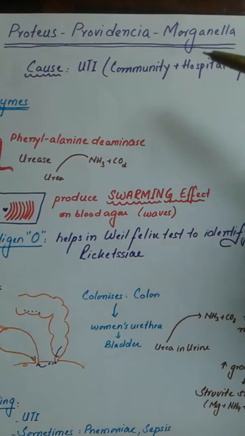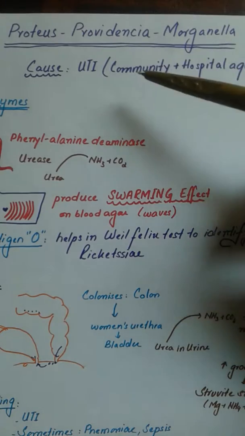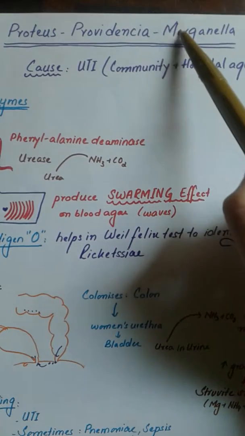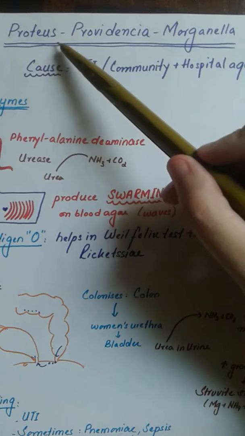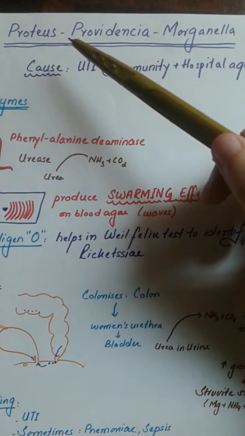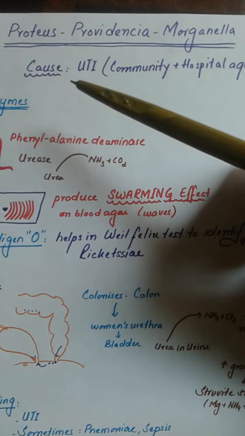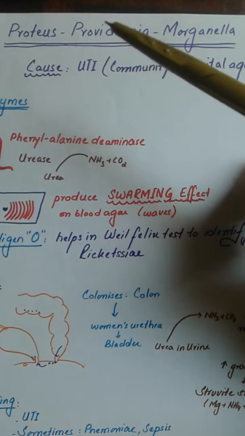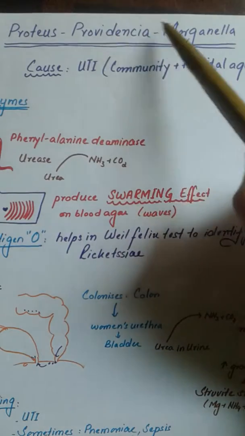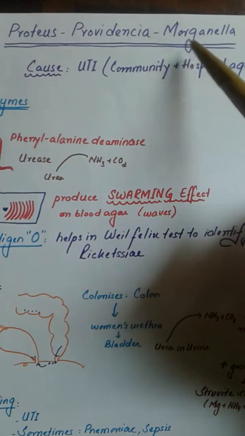Now, previously, a few historical notes about this: Providencia and Morganella were part of the genus Proteus, but later on, due to some biochemical test differentiation and certain cell wall antigen differentiation, these species were given their separate group.